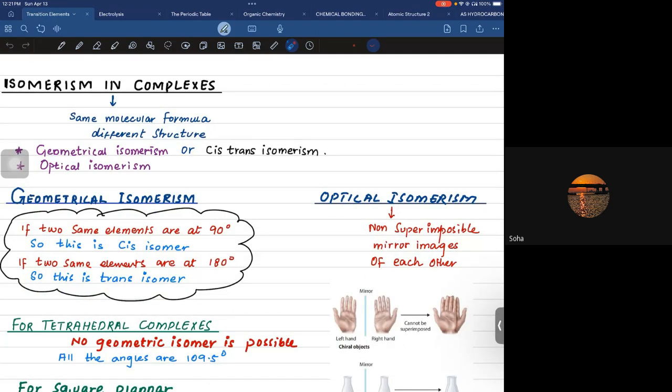Cis means the same side. Trans means the opposite side. How can we decide? You can see the bond angle. If the two ligands are attached with an angle of 90 degrees, you can say this is cis. And if the two ligands are attached with an angle of 180 degrees, you can say they are trans isomers.